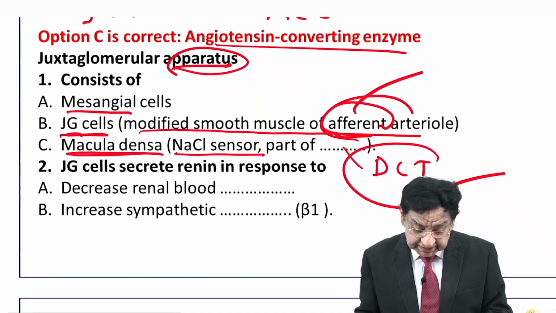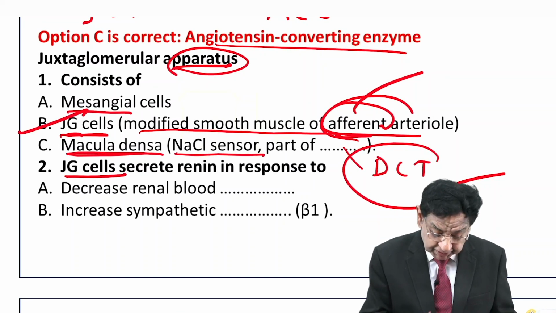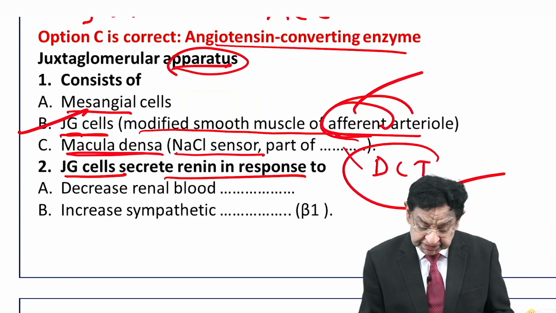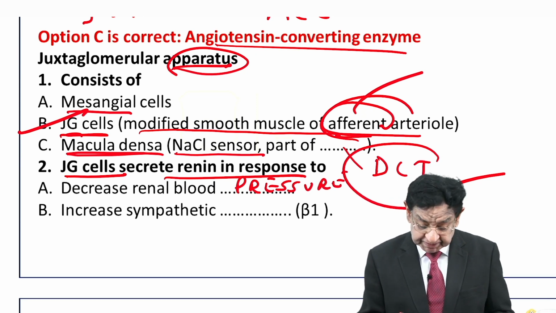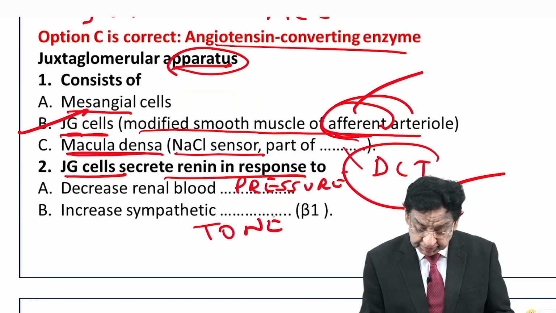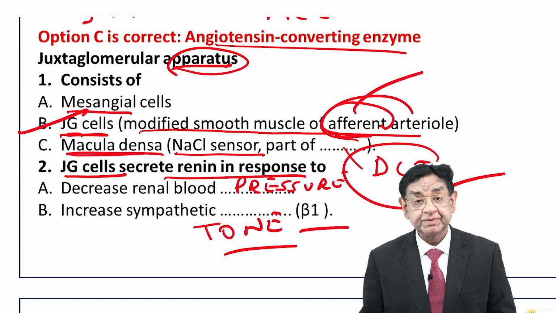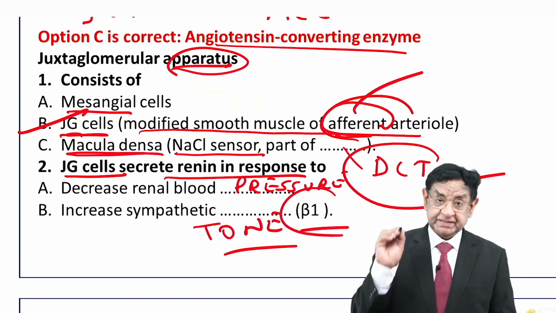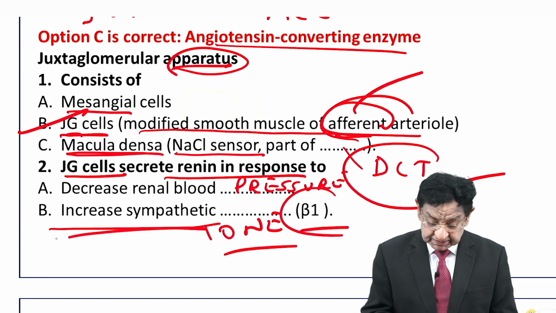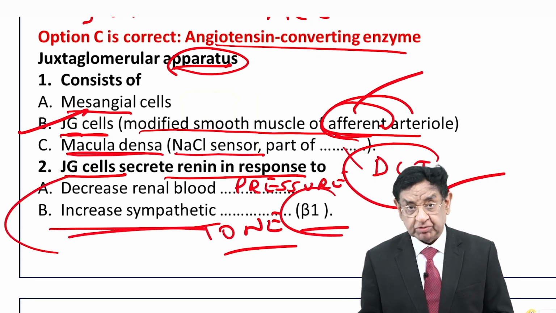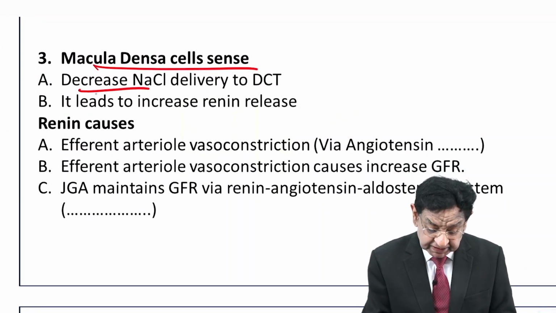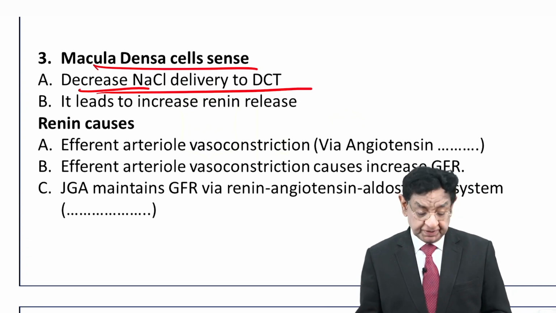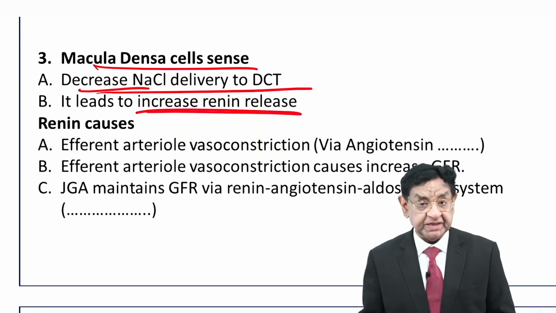Well, the juxtaglomerular cells, I'm talking about these, secrete renin in response to decreased renal blood pressure and increased sympathetic tone, which is beta 1. Again, a point to be noted. That means even the beta sympathetic chain has an effect on the JG cell. Now the macula densa senses decreased sodium chloride delivery to the DCT, and this leads to increased renin release.